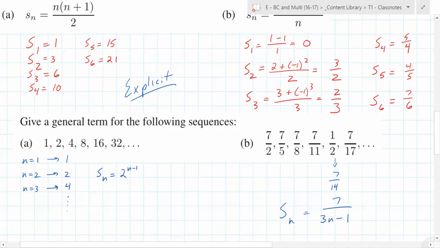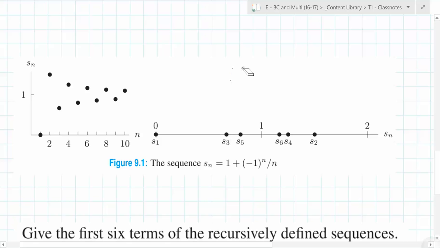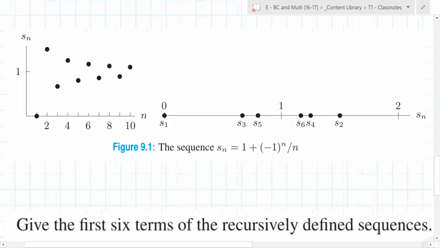Okay, so you can go in two directions. You can either have the definition and get the output. You can have the output and get the definition. What is this? What am I looking at right here? Are these sequences? Yeah, they're sequences.